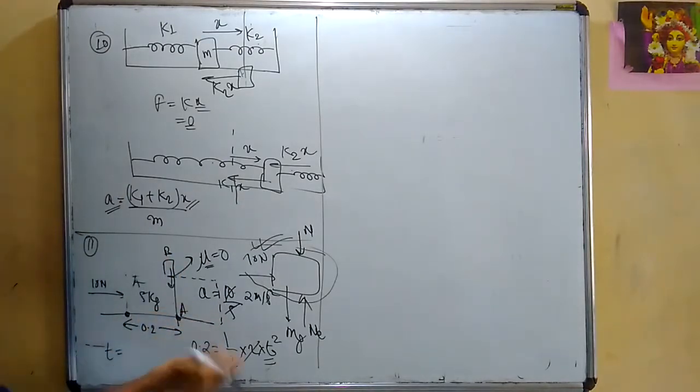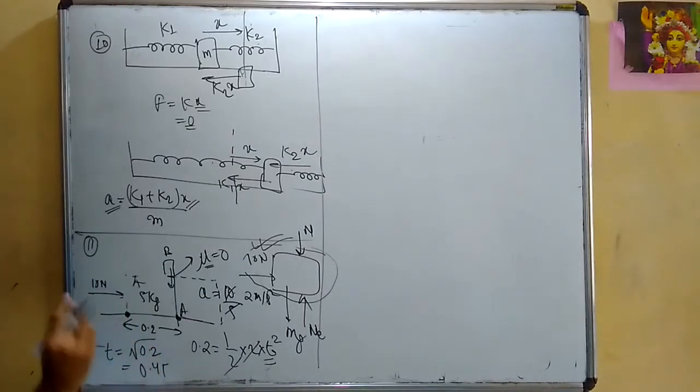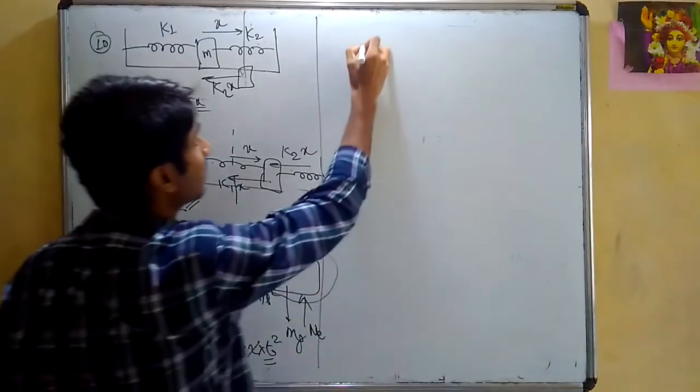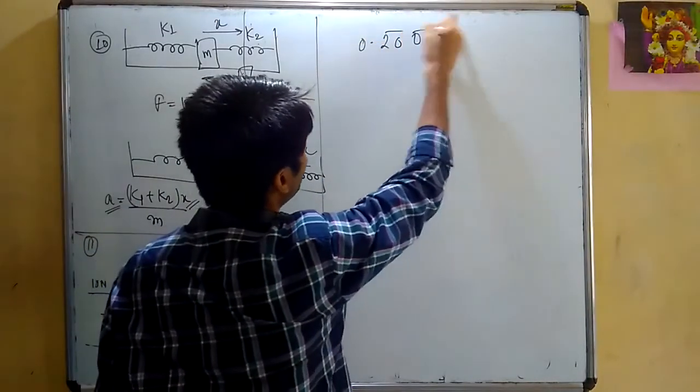Will get detached automatically. So what is the distance this point has to cover? 0.2, half at square. T value is coming how much? Root under 0.2. Root under 0.2 you can calculate, it will be approximately 0.45. If you have forgotten how to calculate it, let me show you very quickly.